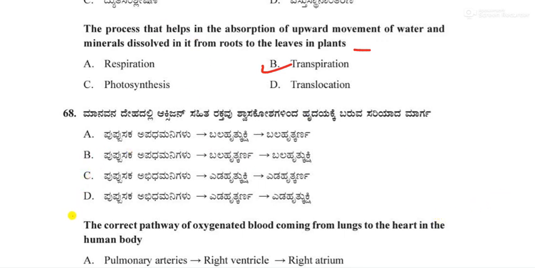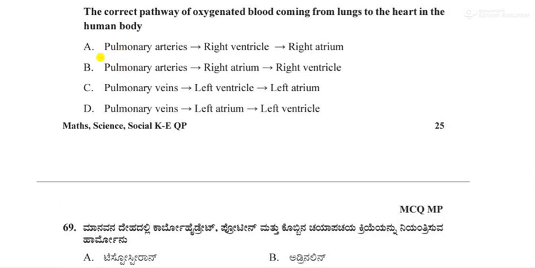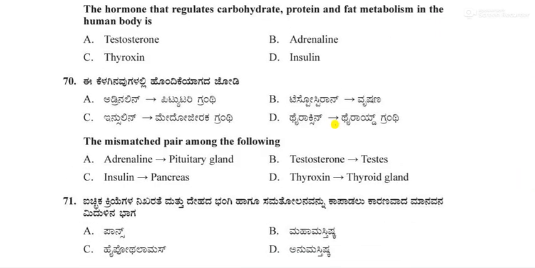Okay, next is question number 68. So what does it say? The correct pathway of oxygenated blood coming from the lungs to the heart in the human body is dash. So it is option number D. Okay, next is question number 69. The hormone that regulates carbohydrate, protein and fat metabolism in the human body is dash. So it is option number C, thyroxine.